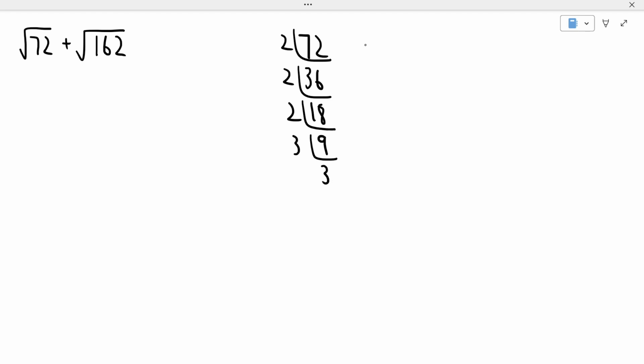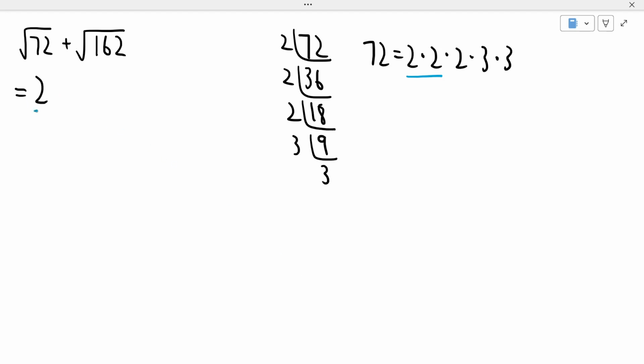So the prime factorization of 72 is 2 times 2 times 2 times 3 times 3. So we can see a single pair of 2's in the prime factorization, and this results in a single factor of 2 in our answer.